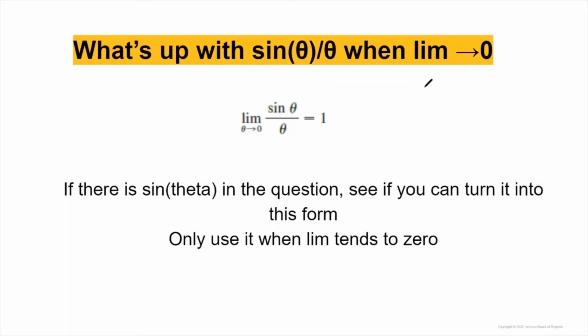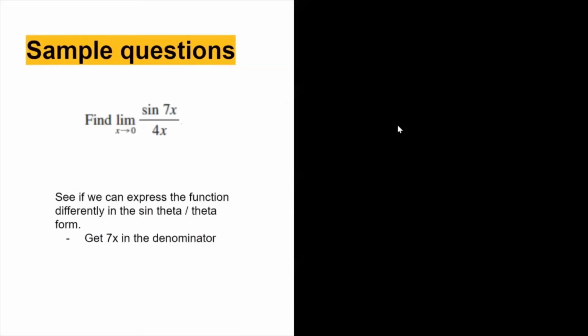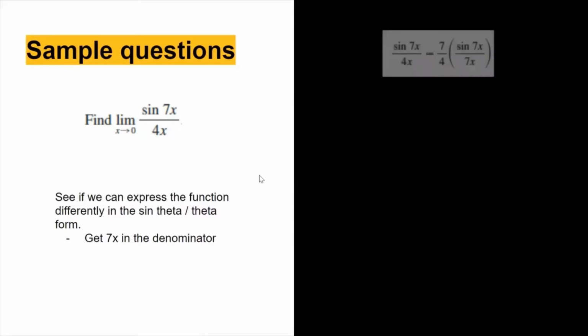Let's look at an example. Suppose this is our sample question: limit x tends to 0, sine 7x divided by 4x. First of all, let's see if we can express the function differently in sine theta by theta form. In this case, our theta is actually 7x. So some way or the other, I need to bring 7x to the denominator. I can just multiply the denominator and the numerator by 7, and the form turns out to be like this.